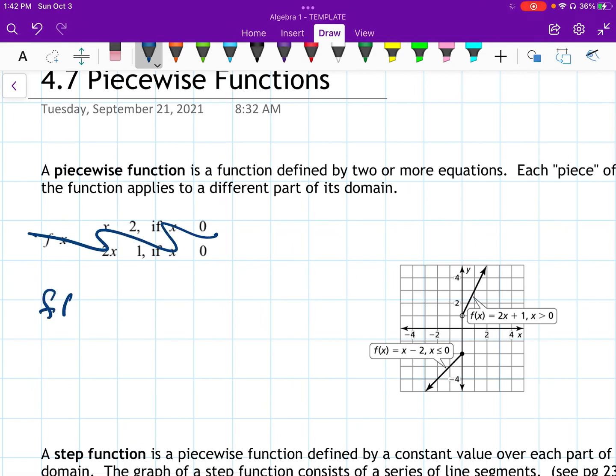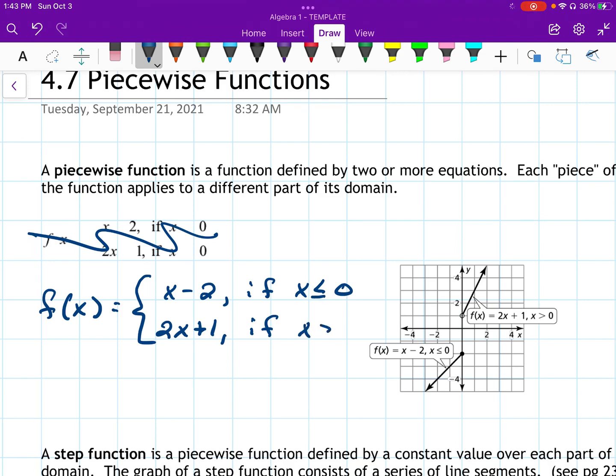This will be f of x equals, and then we have this little squiggly line there to say that it splits it up into two. We'll have x minus 2 if x is less than or equal to 0, and then we'll have 2x plus 1 if x is greater than 0.